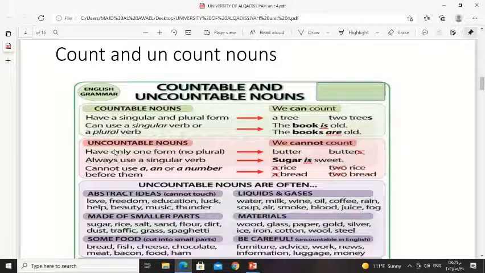Uncountable nouns have only 1 form, singular. We cannot use a, an, or a number before an uncountable noun. But with a countable noun we can use a, an, and a number. Sugar is sweet. We cannot say a sugar is sweet because sugar is an uncountable noun.